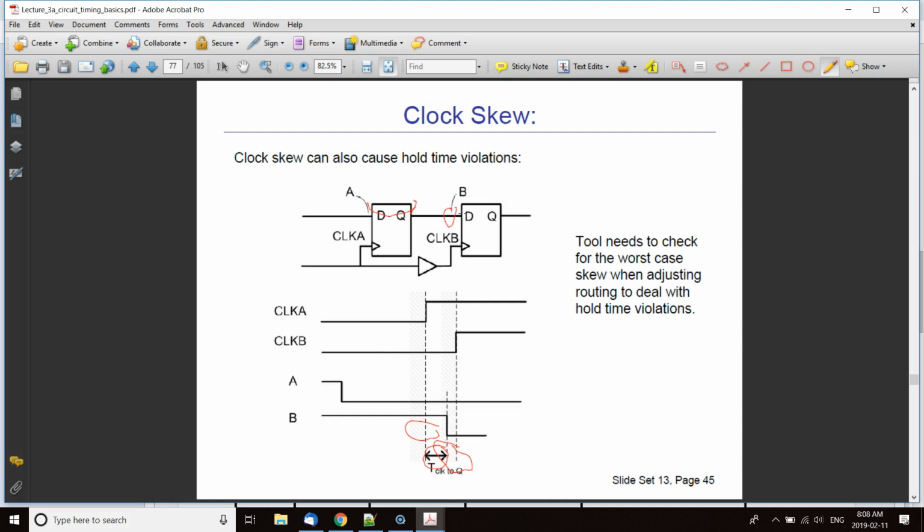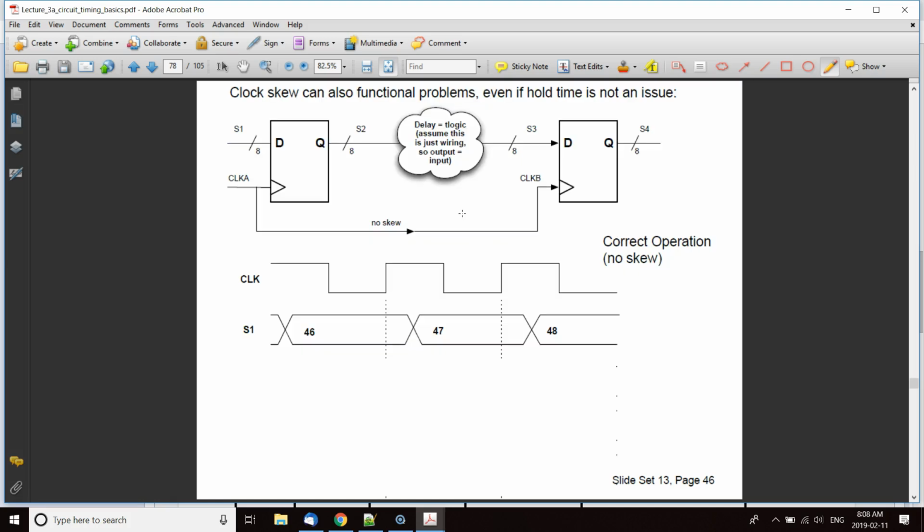So clock longer is one effect. The hold time violations are a second effect, and then there's a third effect that could happen, which is that we can have functional problems even if hold time or setup time is not an issue.